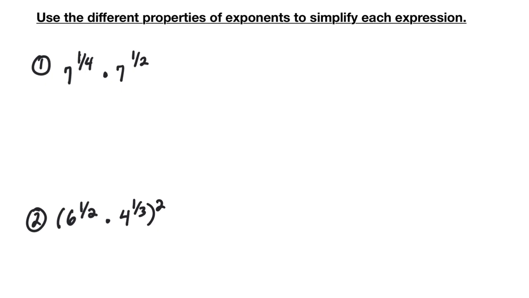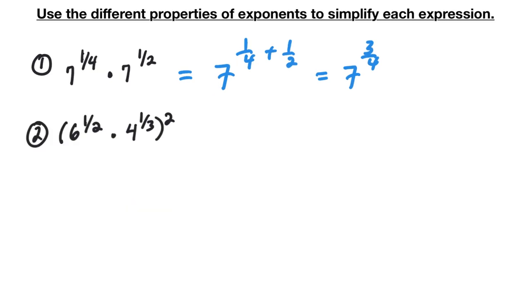Okay, so let's simplify this one. This is going to give you 7 raised to 1 over 4 plus 1 over 2. That's going to give you 7 raised to 3 over 4. Okay, the second one, 6 raised to 1 half times 4 raised to 1 third, the quantity squared.